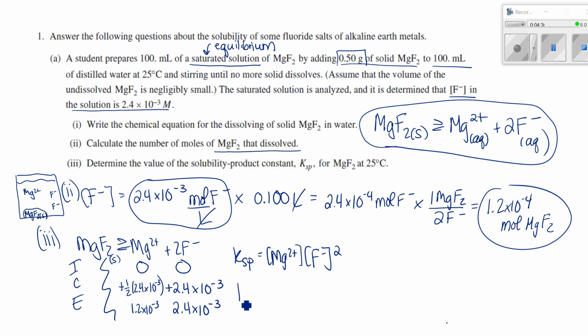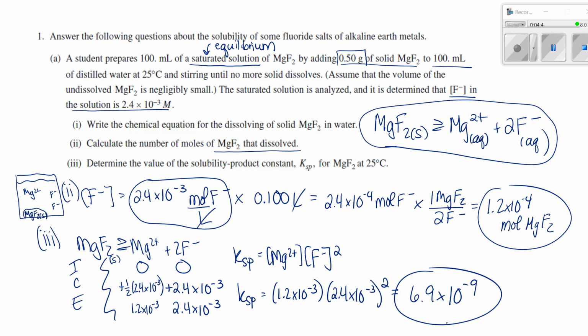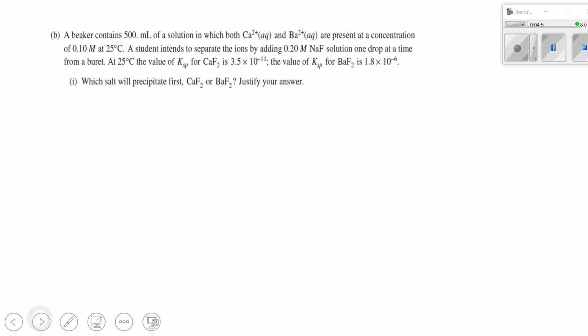And then I'm going to plug this into my K expression and solve. So that's 1.2 times 10 to the negative third, times 2.4 times 10 to the negative third, and then don't forget to square it. That's the most common mistake I see, is just forgetting to square it. So you end up with 6.9 times 10 to the negative 9th. Remember, K values are always unitless by definition. So that's A. Now let's go on to B.